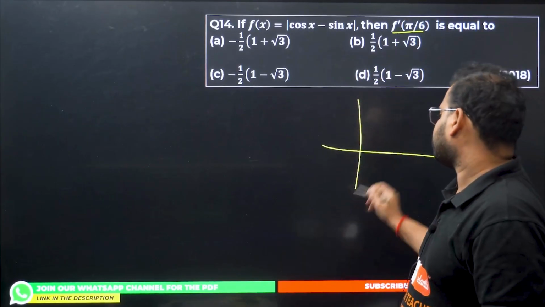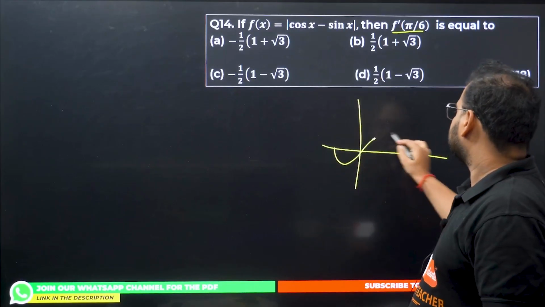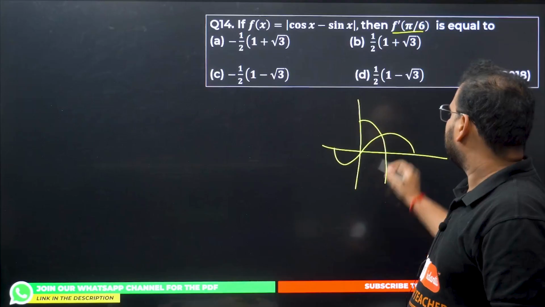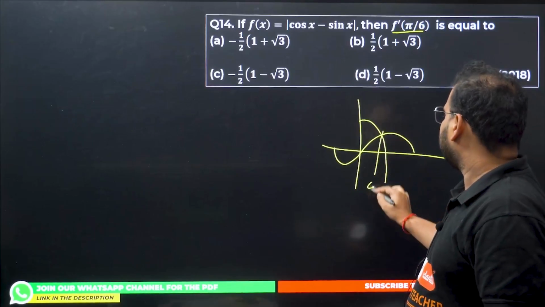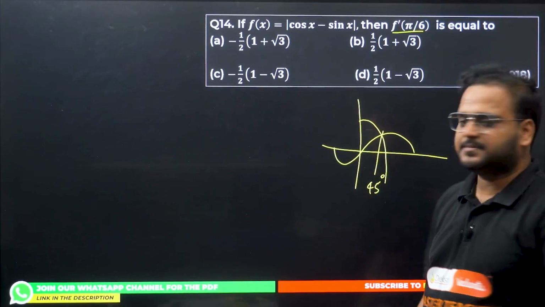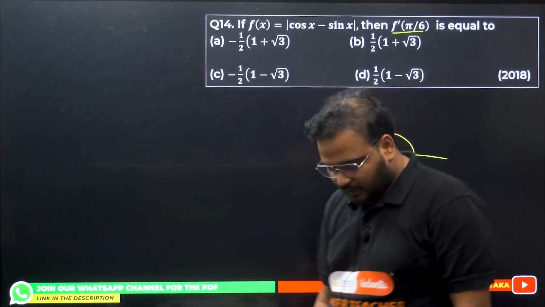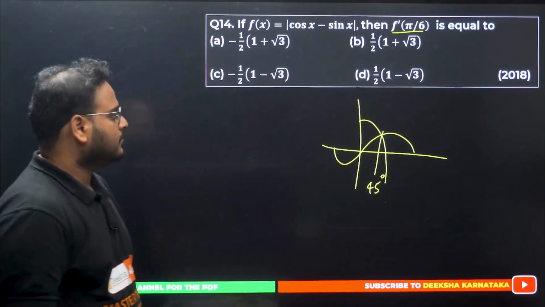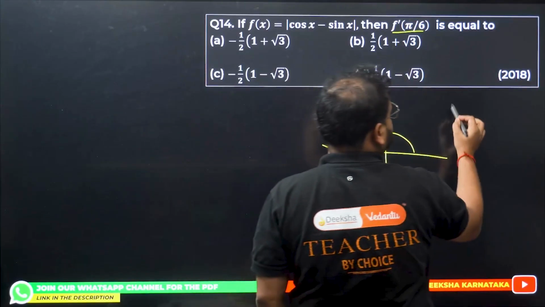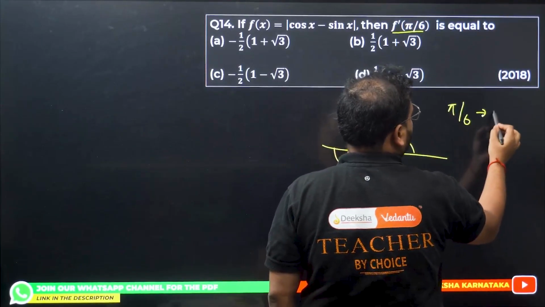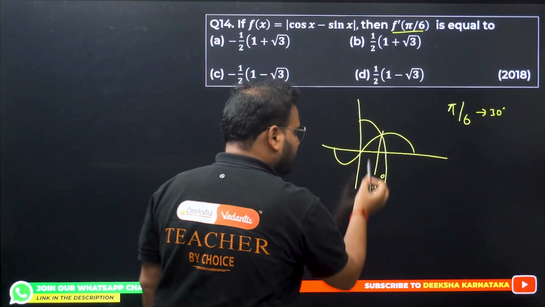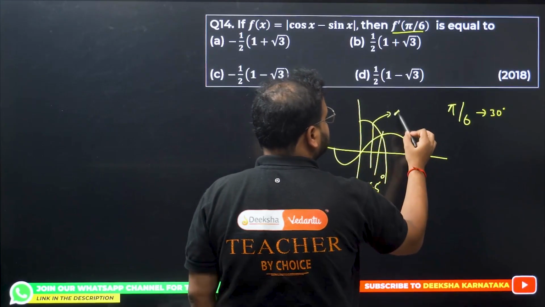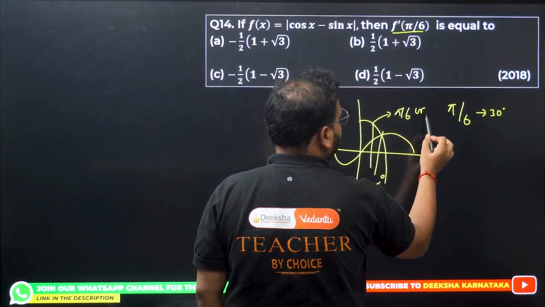Sin x is this, and cos x is this. Which point is this? 45 degrees. This point is 45 degrees or pi by 4. The common point is 45 degrees or pi by 4. What is this angle? Pi by 6. This means at what degree? 30 degrees. 30 degrees will be somewhere over here, right? This is my pi by 6 or 30 degrees.